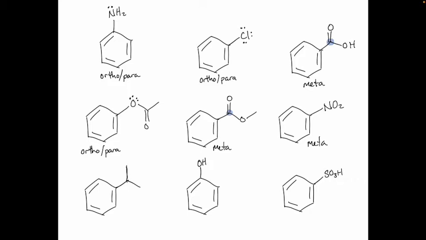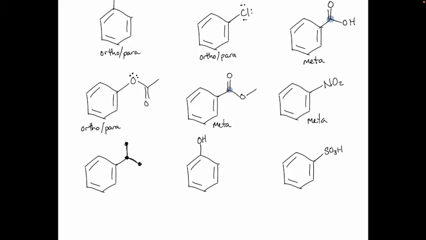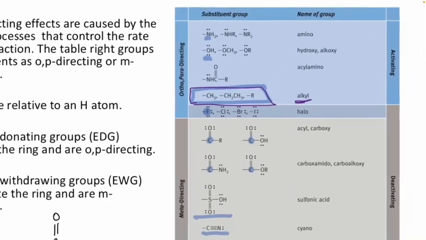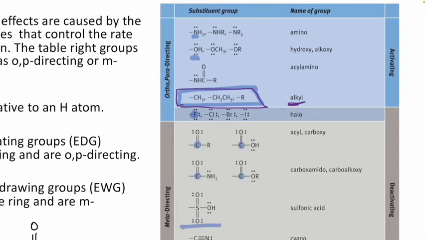What about this group here? This little 3-carbon group attached here. Ortho-para or meta? Who thinks it's ortho-para? Who thinks it's meta? So this would be an alkyl group, right? It's just carbons and hydrogens. So this would be an ortho-para director. Remember when we looked at our substituents here, we said that all of our ortho-para directors had these lone pairs except for those alkyl groups. Those alkyl groups we also have to just know are ortho-para directors.